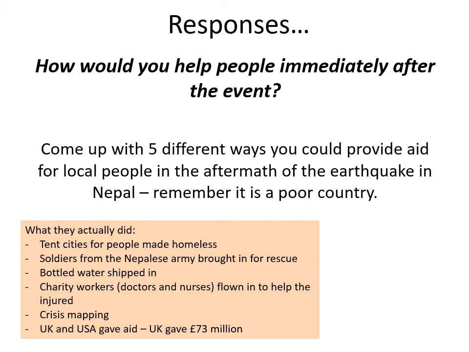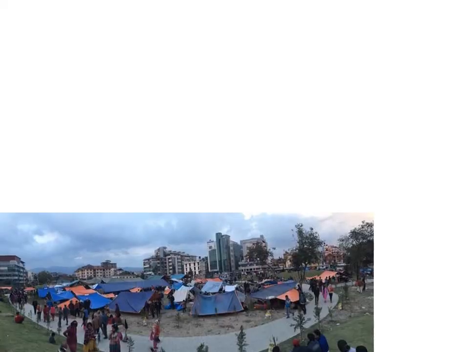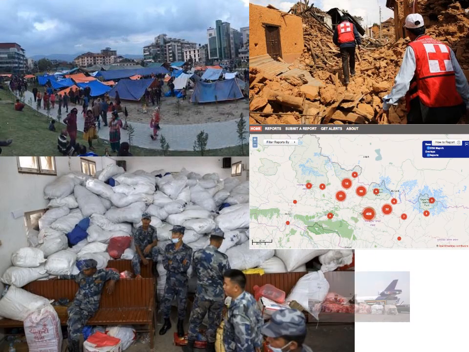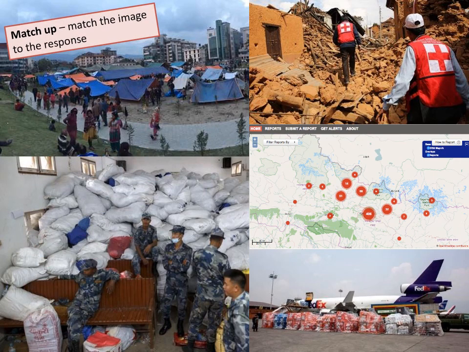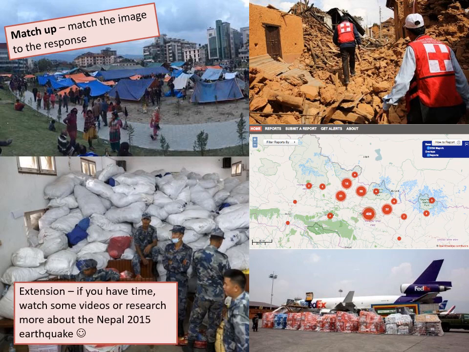And then the USA and the UK gave some money. The UK gave £73 million to help to fund the rescue operations and the rebuilding of buildings. So there's some pictures up here. I want you to look at your responses and match them up. So which one do you think is which? Match the image to the response, and then if you've got time, you can watch some videos or research a bit more about the Nepal 2015 earthquake to add to your case study sheet as well. Some pictures might be fun to help you remember your case study.